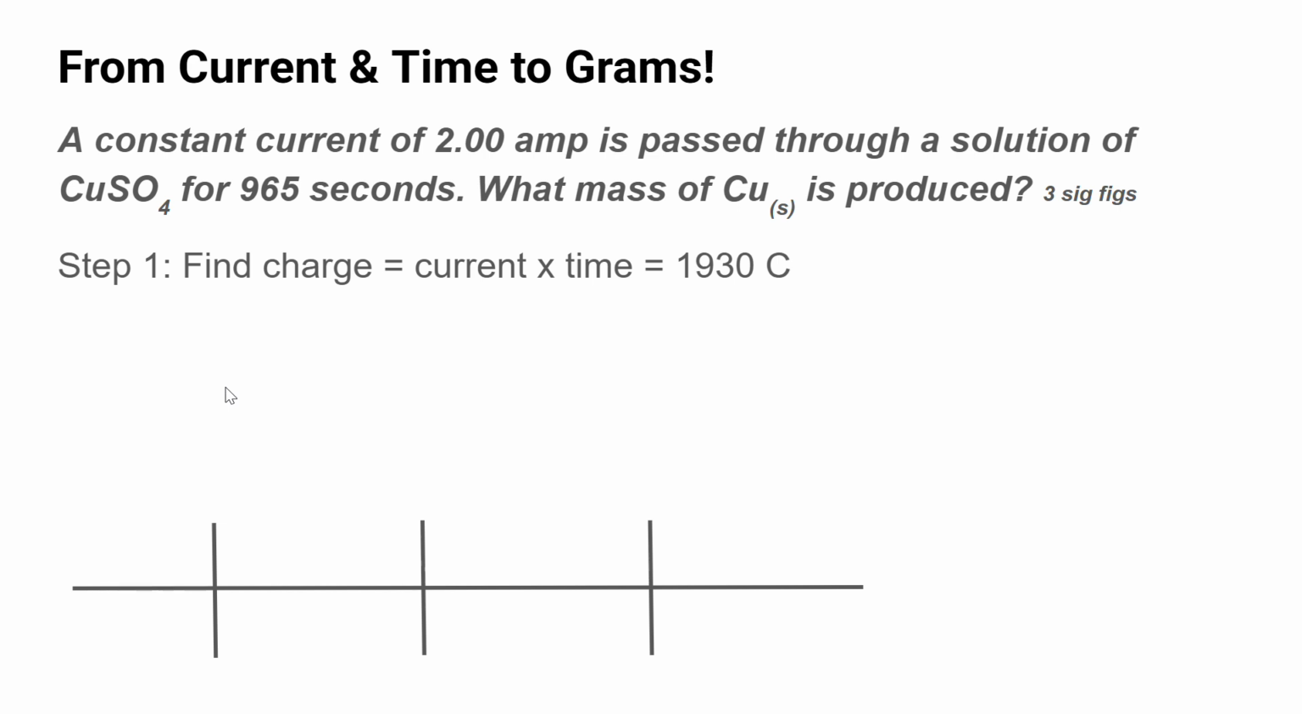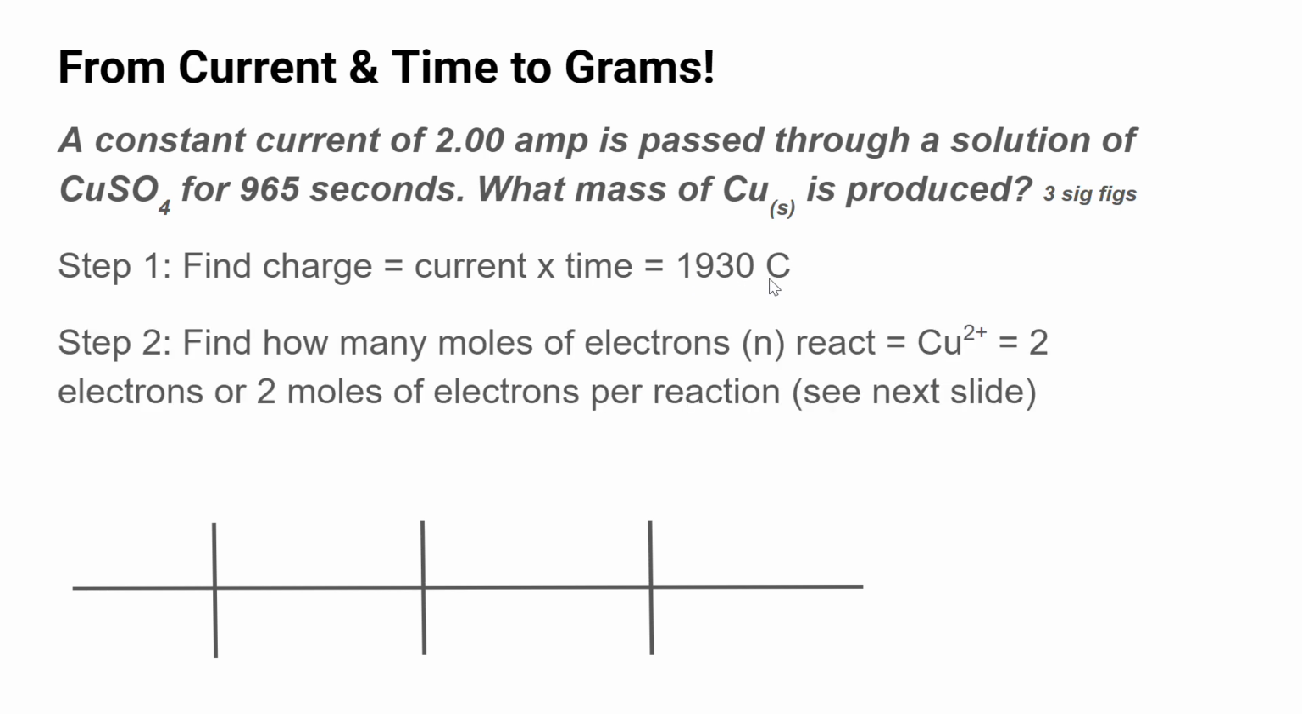Step 1, we need to find out what our charge is. And so we go current times time is equal to 1,930 coulombs. We put those coulombs at the beginning of our train tracks. How many moles of electrons, n, need to react in this reaction? So Cu2+ is that whole process that we saw on the next slide: 2 moles of electrons, and that's per reaction.